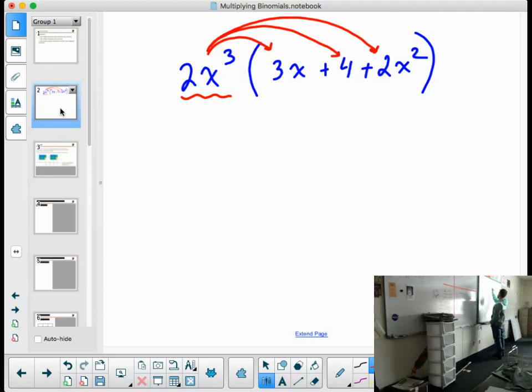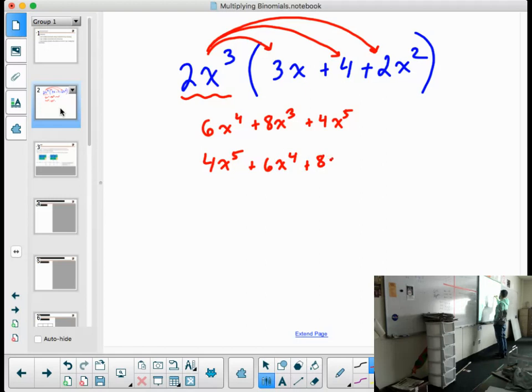Okay, 2x to the third power multiplied by 3x would be the same as 2 times 3 with essentially 4 x's. So 6x to the fourth power. 2x to the third times 4 is the same as 2 times 4, or 8, with that x to the third power attached to it. And then 2x to the third times 2x to the second is 2 times 2, or 4, with, let's see, 1, 2, 3, 4, 5 x's. And so this expression, when reordered, would represent that product, 6x to the fourth and 8x to the third power.